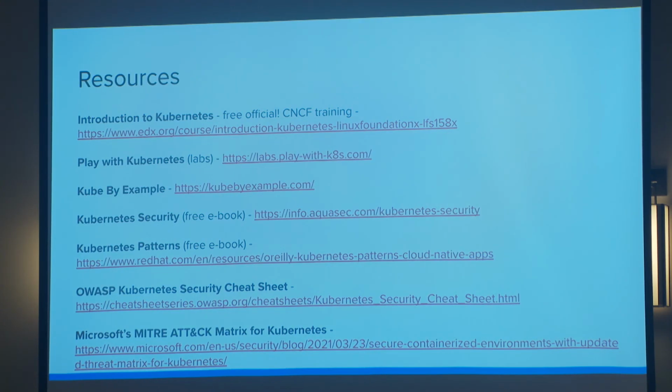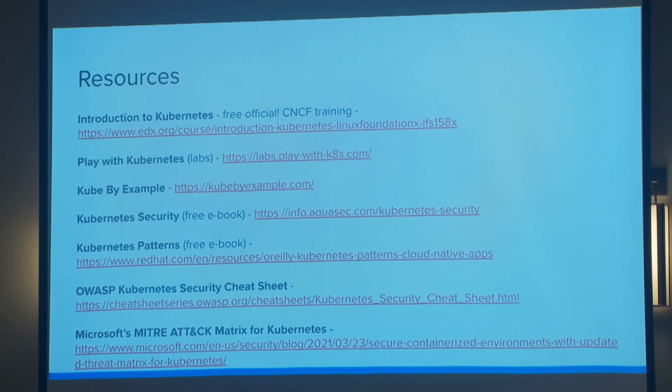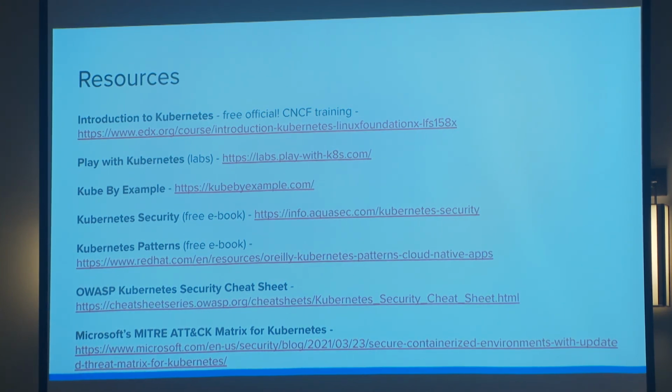There's a couple of ebooks that Aqua Security and Red Hat have released that talk about securing Kubernetes. There's also the OWASP Kubernetes security cheat sheet that's quite useful as well. And Microsoft, not that long ago, released kind of a MITRE ATT&CK style matrix for Kubernetes-based attacks. So if you're into mapping and checking different scenarios that can happen, and mapping incidents or threat models to those different scenarios, that's a good resource to check.